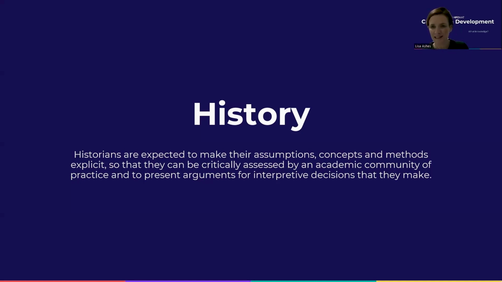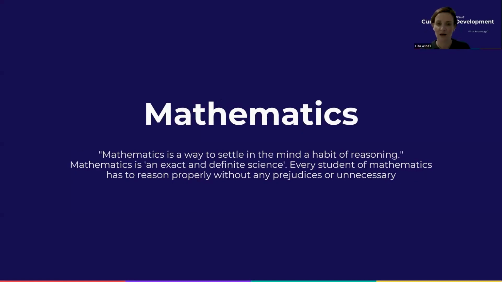So if we're teaching mini historians, I know they won't all be, but we are teaching them to think in this way, to read in this way, to gather evidence in this way. And so this is disciplinary for our subject. But if we are mathematics teachers, mathematics is a way to settle in the mind a habit of reasoning. Mathematics is an exact and definite science. Every student of mathematics has to reason properly without any prejudice.